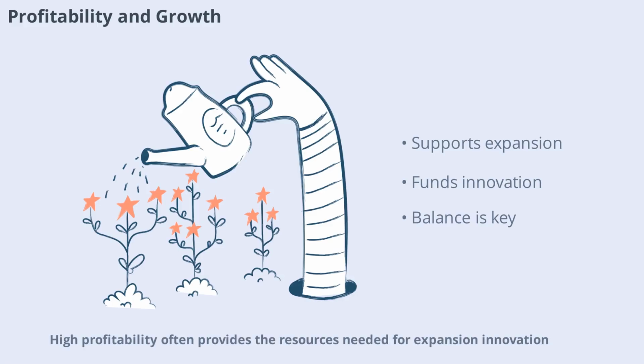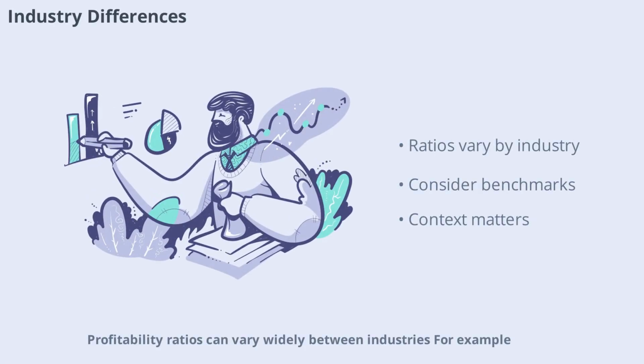Profitability ratios are closely linked to a company's growth potential. High profitability often provides the resources needed for expansion, innovation, and investment in new opportunities. However, rapid growth can sometimes reduce profitability if not managed carefully, so it's important to balance both aspects for long-term success.